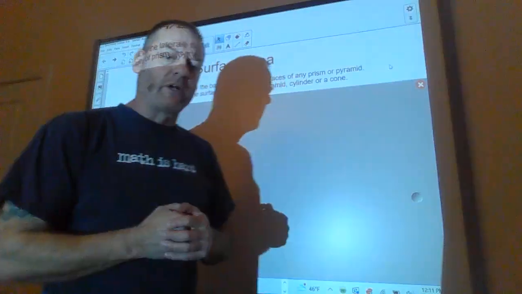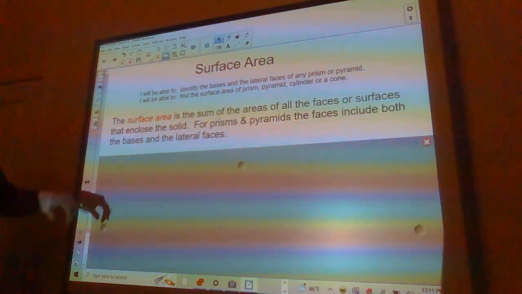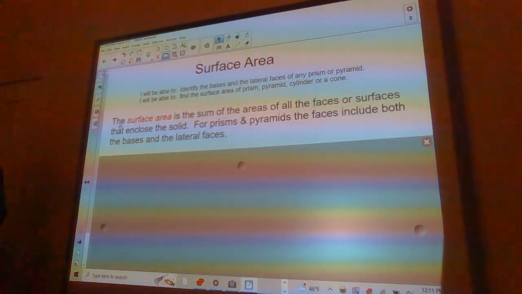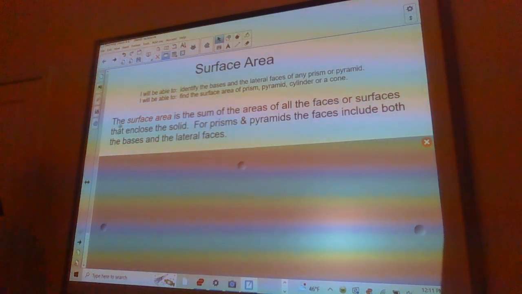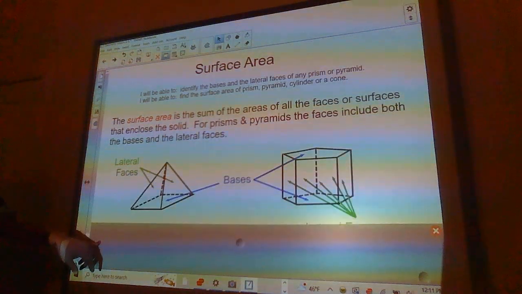Hello, everybody. Today we're going to talk about surface area. Surface area is the sum of the areas of all the faces or surfaces that enclose the solid. So for prisms and pyramids, the faces include both the bases and the lateral faces.